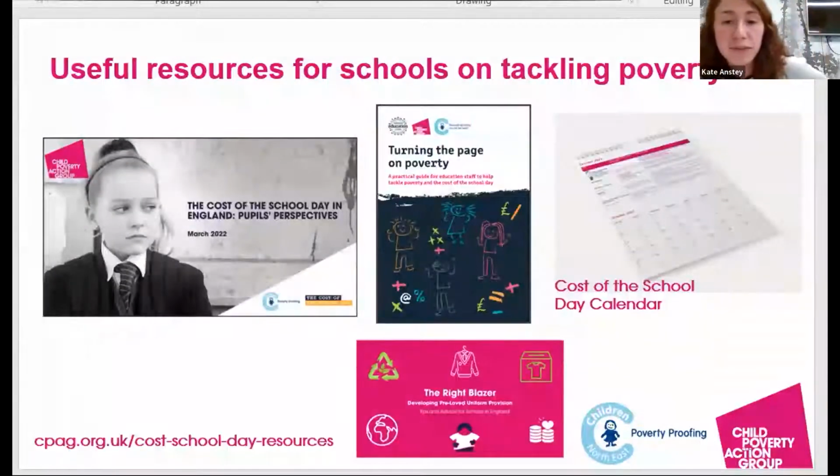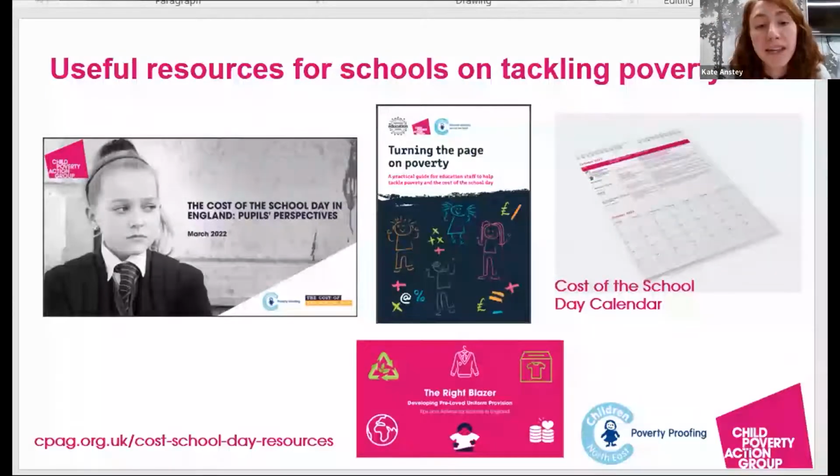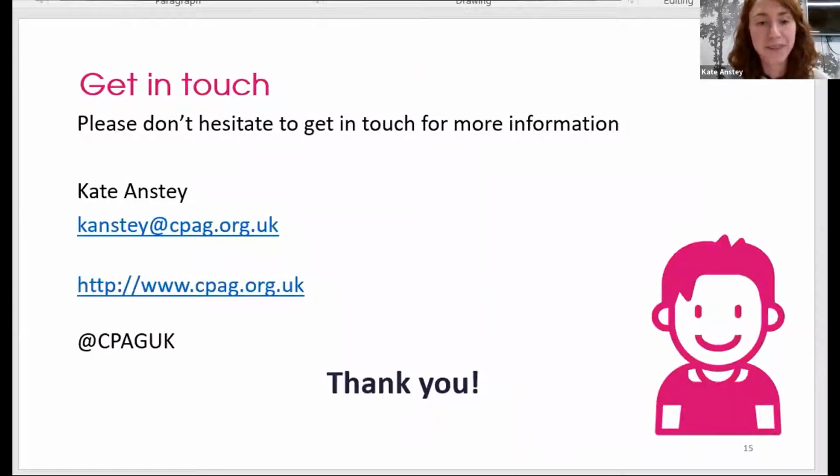As I flagged, we've got lots and lots of resources to help schools with this process, to help them start thinking about what they might be able to do differently, with lots of examples of good practice from other schools as well. And as I said, on the point around uniform policy, we've developed these resources called the Right Blazer. So I'd really recommend having a look at those and thinking about your school uniform policy. Please do get in touch if you have any questions or if you want to talk more about this, but I will leave it there for now because I think I'm at my time.